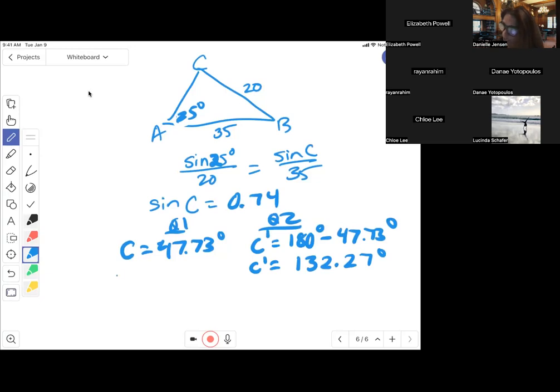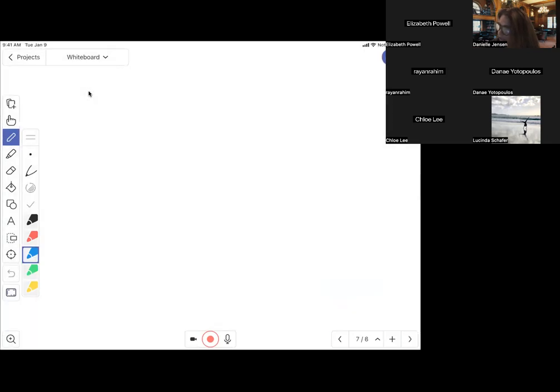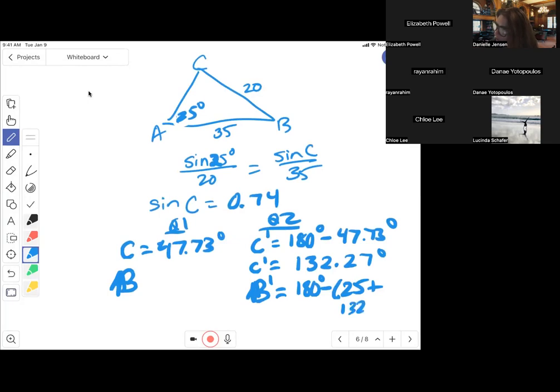The question is, when I go to find A and B and B prime, does the second triangle exist? Because B prime is going to be 180, what all the angles sum up to, minus what I was given, plus 132.27. Is that going to give me a positive angle? Looks like it is. Yes, 22.73 degrees. So there are two triangles that are going to work here, because C, that first angle that I found, could either be a quadrant 1 acute angle, or it could have been an obtuse angle.